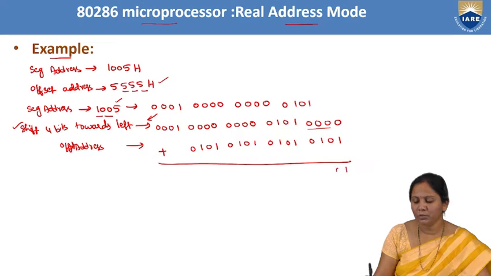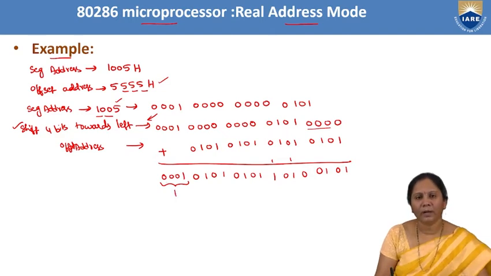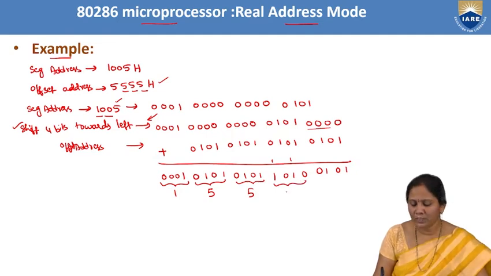If we add, so here 1 0 1 0, and next here 1 0 1, this is 1 0 1, and next 1 0 1 0. If we add, 0 0 1 0 and next we will get 0 0 0 1. Now we have to convert these values into hexadecimal values. So the value of 0001 is 1, and 0101 is 5, and 0101 is 5, and this is 1010. Its value is generally 10. In hexadecimal it will be represented as A, and 0101, its value is 5.